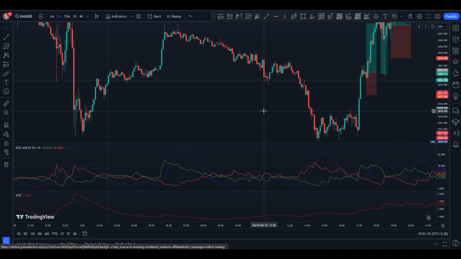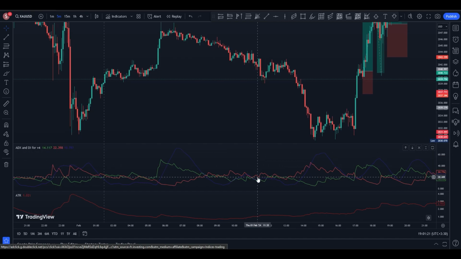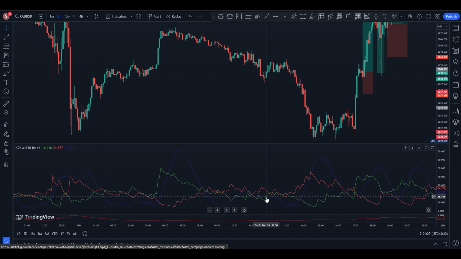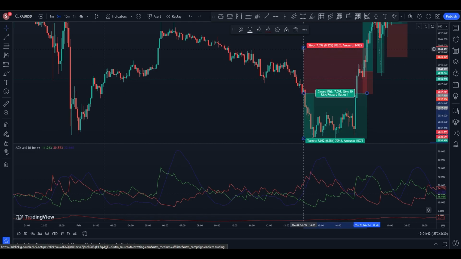Well, as you see, we are here and we lose the momentum of the stock market. Well, I'll wait until the ADX crosses over this 20 line, and we can enter for a short trade here. Well, as you see, we can enter for a short trade here.